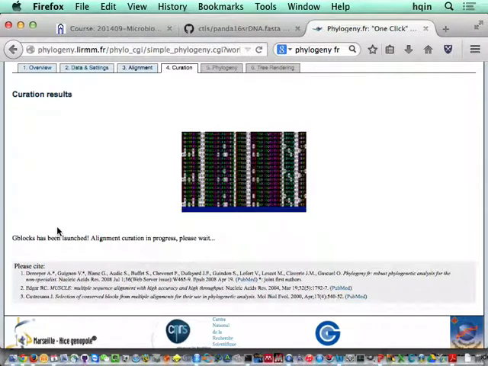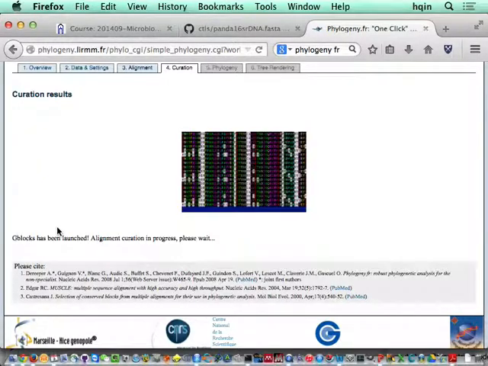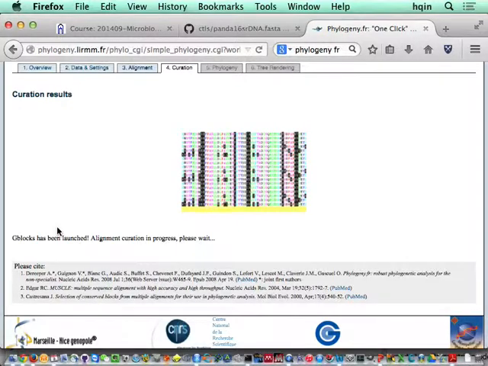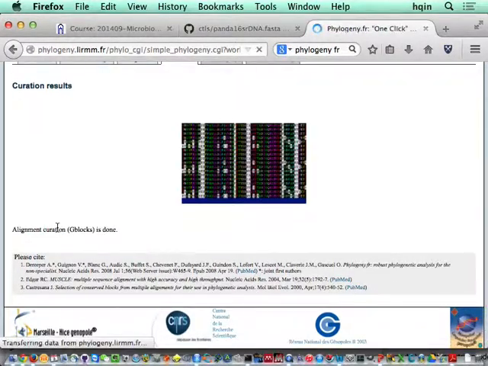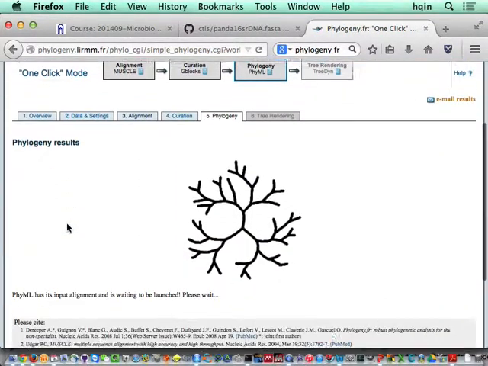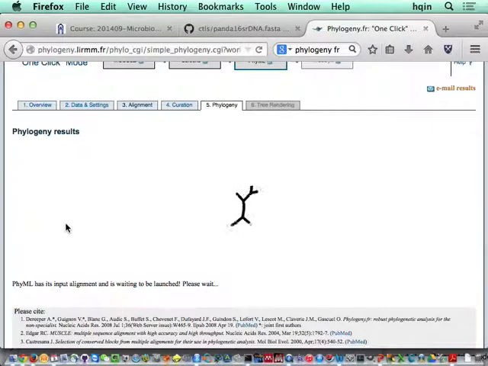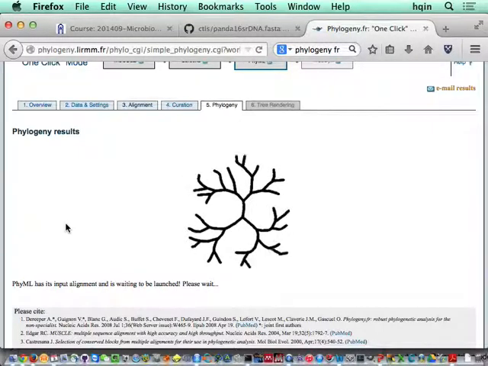Eventually, when it's finished, is it for you? What? Well, you will see. Hopefully that blinking does mean it is working. Oh, wait, it stopped. See, it's waiting to be launched.